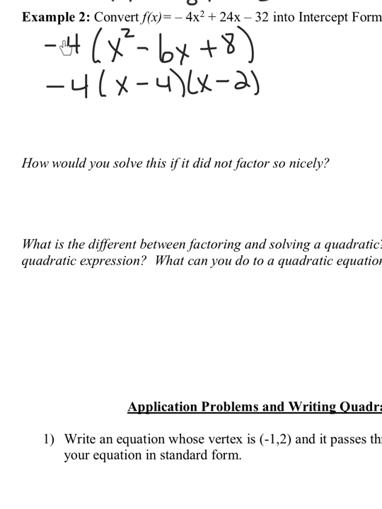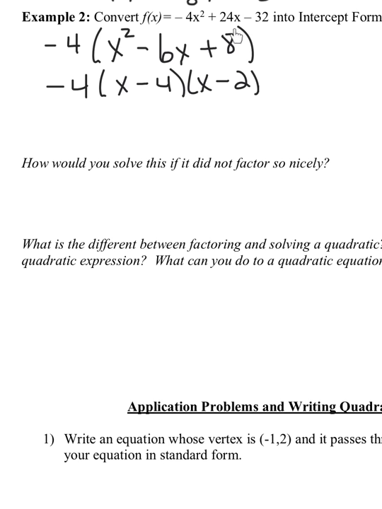So I factored out the -4, and what I have left when I factor out the -4 is x squared minus 6x, because when I factor out a -4 from 24, I have a -6 left over. And then when I factor out a -4 from 32, I have a +8. So I end up with x squared minus 6x plus 8. Then I factor this part. And this is pretty easy to factor.